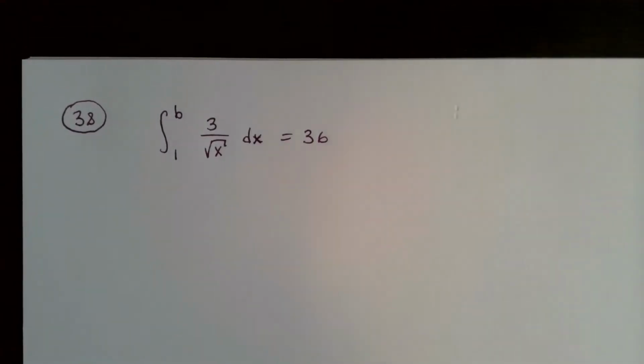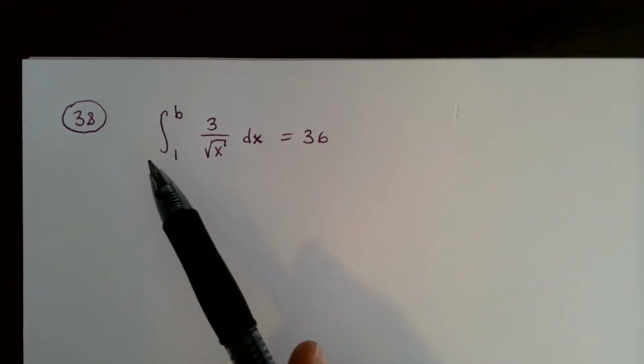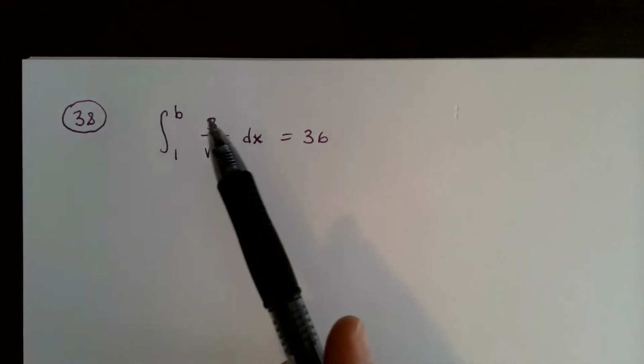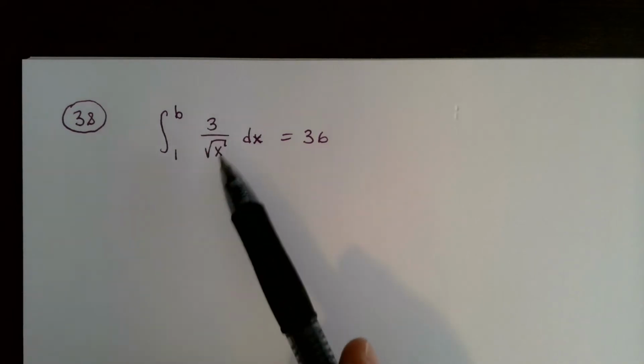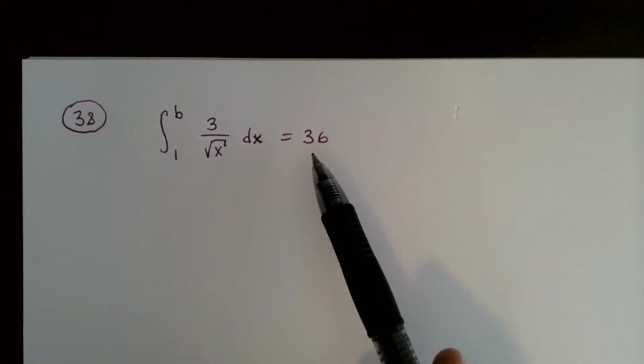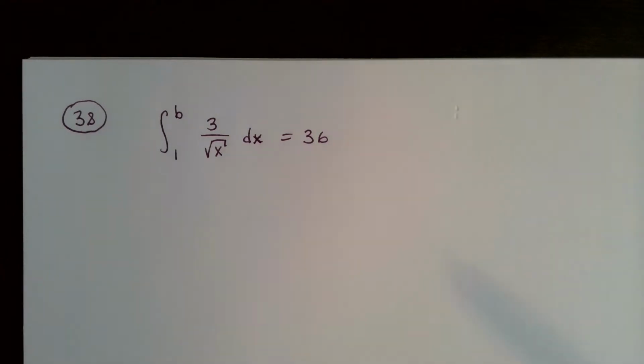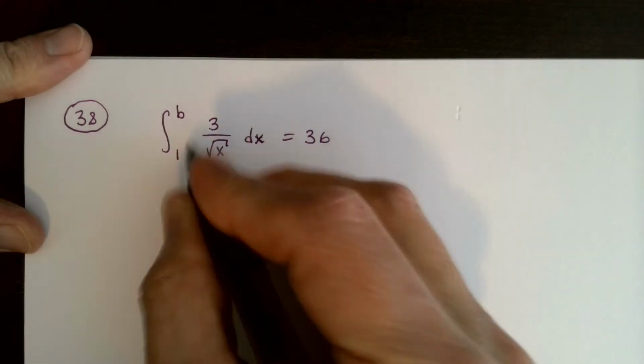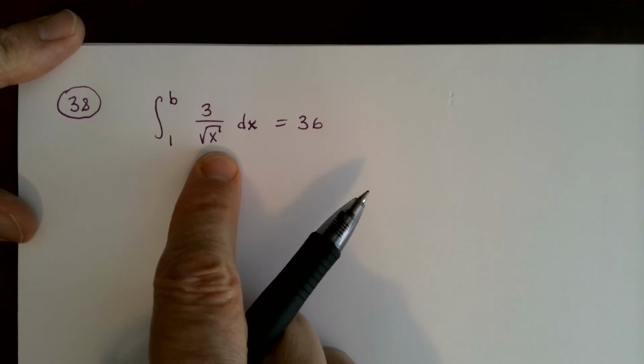So number 38 asks us to find all the constants b such that the definite integral from 1 to b of this function, 3 divided by the square root of x, is equal to 36. So when is this definite integral equal to 36? Well, we're going to evaluate this definite integral. It is going to be ultimately in terms of b.